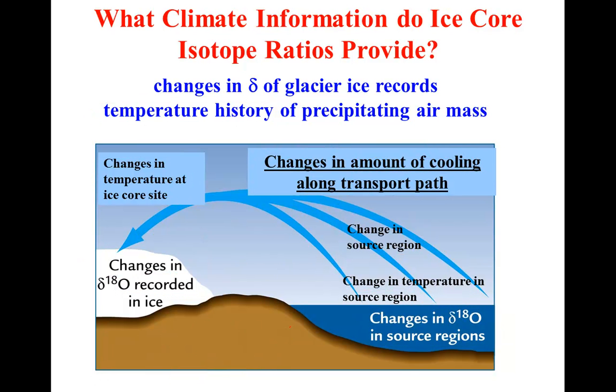Then the reverse is true when there's less of a temperature difference between moisture source and where the moisture ends up. When there's less of a temperature difference, that means we have more heavy isotope reaching the ice core site, a larger heavy to light isotope ratio, and a less negative delta value.